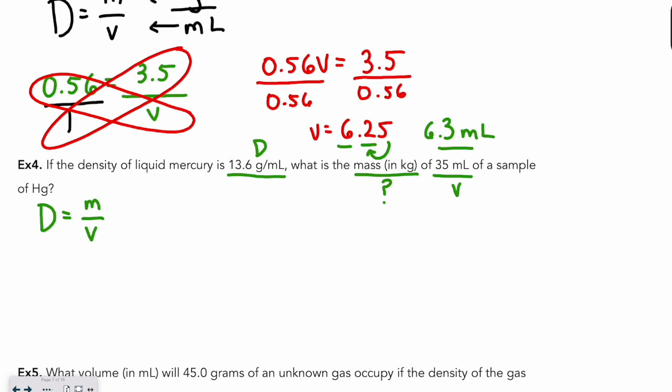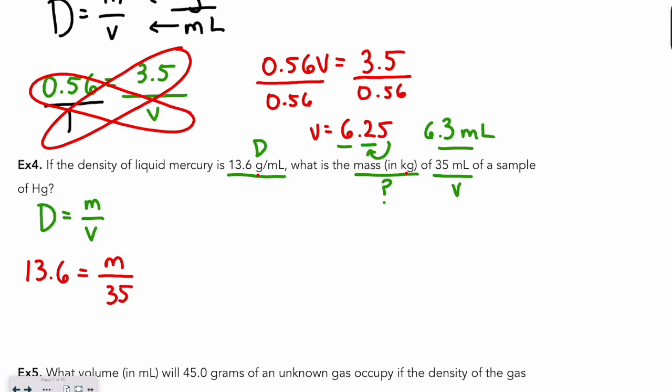Now, this is a little bit of a tricky question because if you notice, your units for density are in grams, but the final answer we want is in kilograms. We're not going to worry about that until we've actually solved for our mass in grams first. So I'm going to plug in my values, plug and chug. 13.6 is my density. My mass, we don't know, so I'm going to put an M. I'm going to put that over my volume, which is 35.